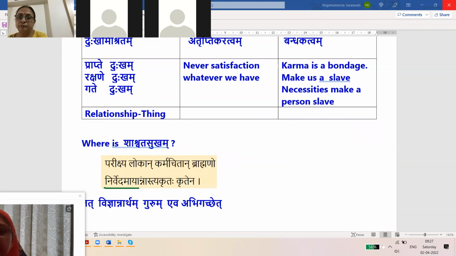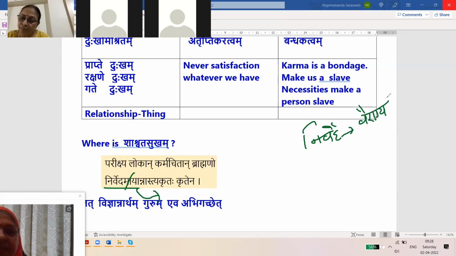Such a brahmana, nirvedamayat. Here nirvedam is vairagya, dispassion. That person has developed, ayat means has developed. What has that person developed? Nirvedam, vairagyam. Why has that vairagya come? So he is thinking, akrutaha krutena nasti.